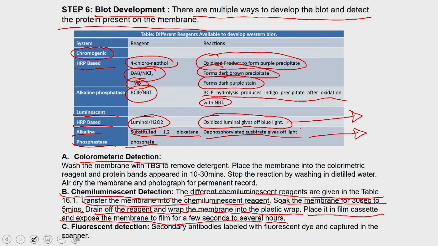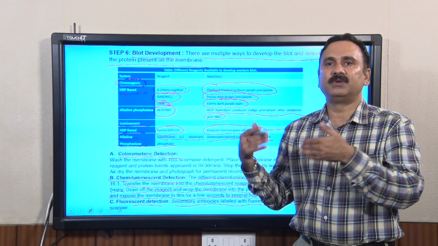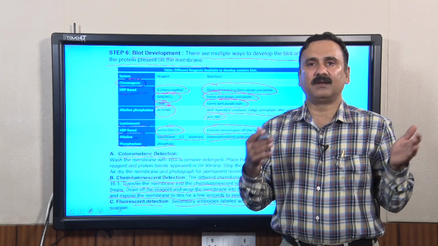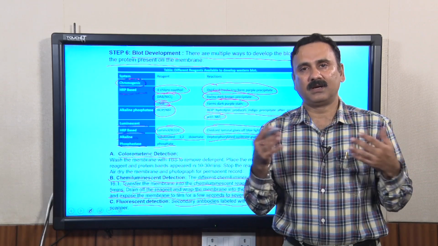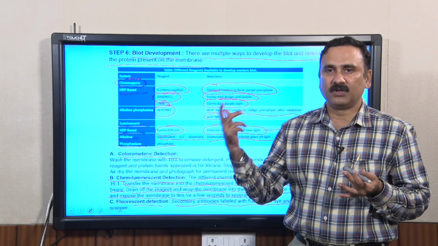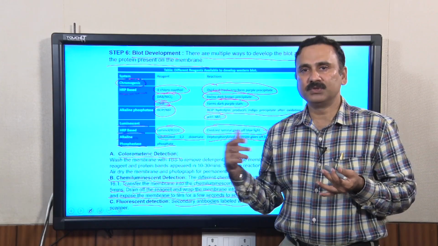Then you also have fluorescent detection. With the secondary antibody labeled with a fluorescent dye, you can capture the signal in specific scanners. You can use different types of scanners to detect the different dyes, like Cy3, Cy5 or some other color dyes, and those specialized scanners can be used.